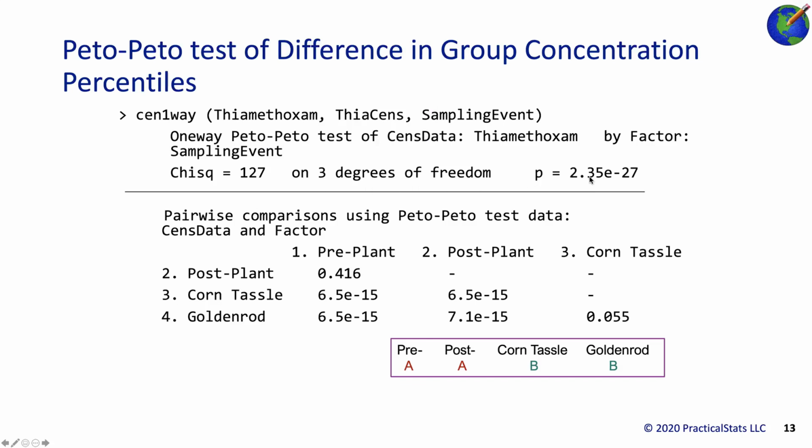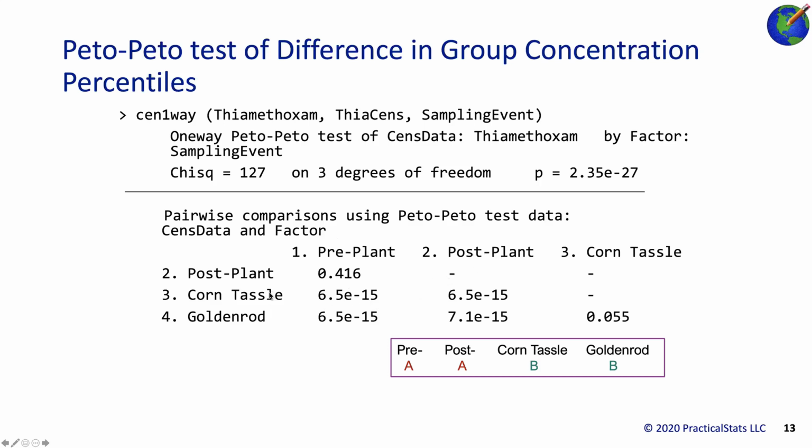After you've found a difference, you can do multiple comparisons. So you can compare pairs of the 4 groups. So we see that the pre and post groups are not different. That's a number that's, quote, high. And then pre versus corn tassel and goldenrod are both low, very small numbers with a lot of zeros. 15 zeros before the 6 or something like that.